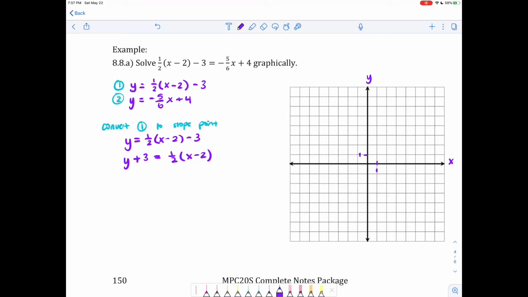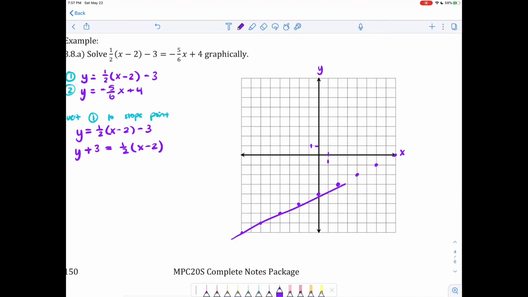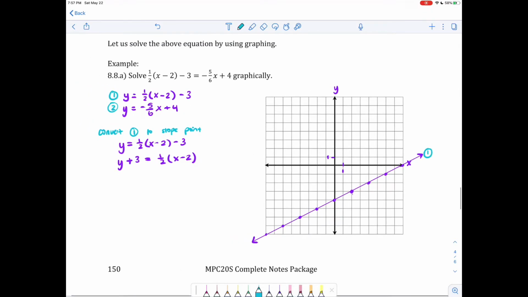So now that I'm in slope point form, I can see that I can start by graphing the point 2, negative 3. So 2, negative 3 is down here. And then my slope is positive 1/2. So rise 1, run 2. And I like to continue until I run out of space here. I'm going to connect the dots with a straight line. Make sure that as I do so, I'm hitting all of the points. I'm going to draw arrows on either side. And I'm going to label that line as appropriate, right? This is equation 1, so I'm going to label it with a 1, so we know which one's which.